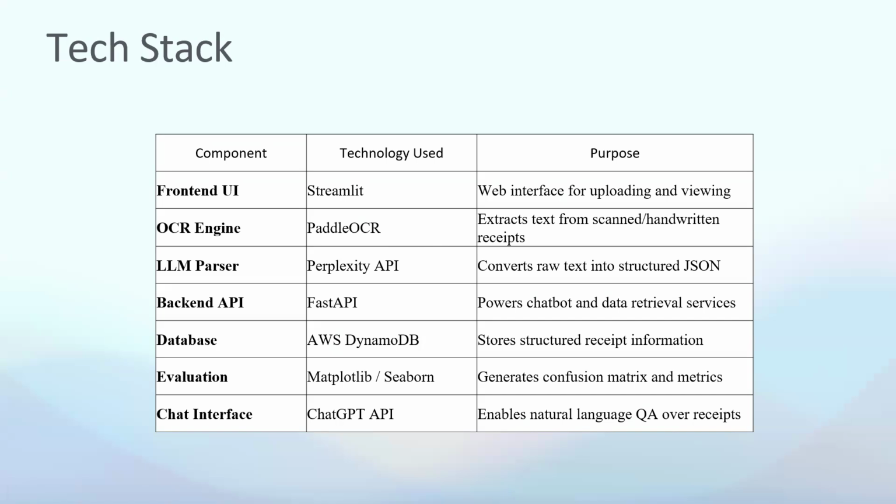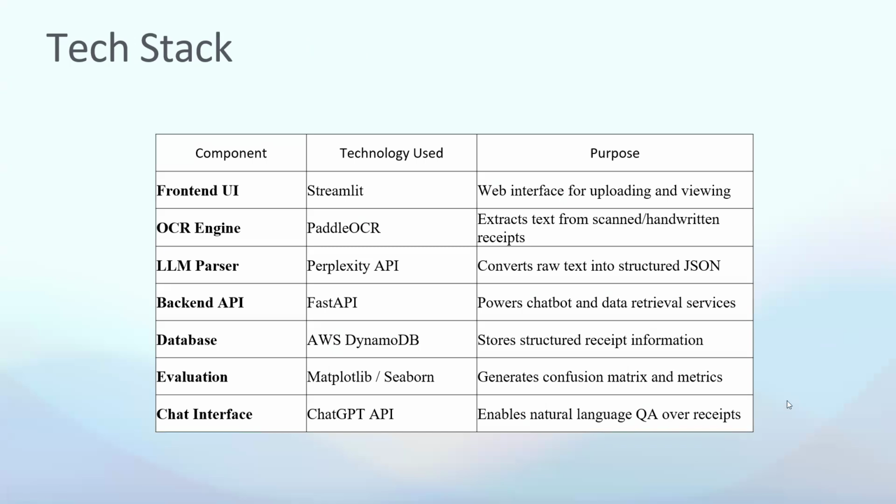For our backend, we have used FastAPI, which is a high performance Python web framework. It serves as a bridge between the front end LLM and the database, enabling seamless interactions. Structured data is stored in AWS DynamoDB, which offers real-time NoSQL storage. It is optimized for low latency access and allows scalable, flexible schema design.